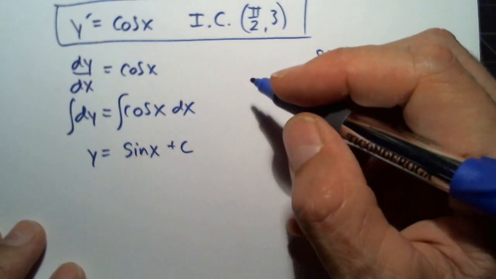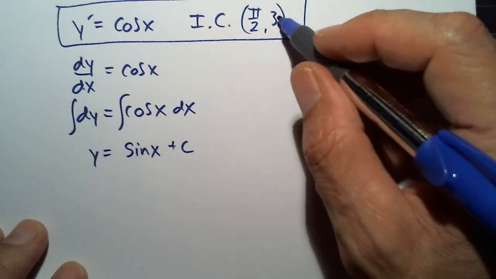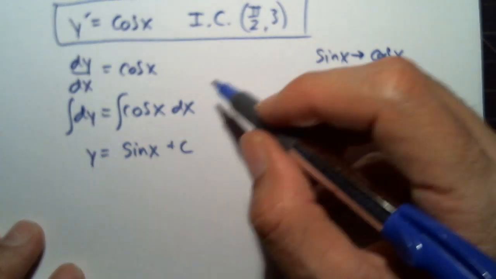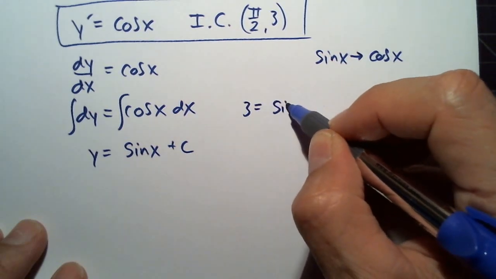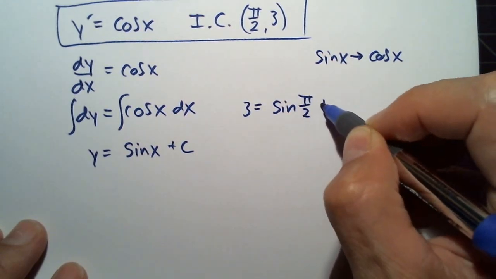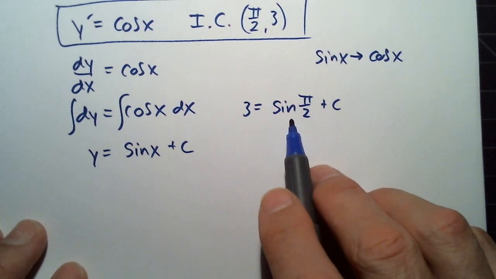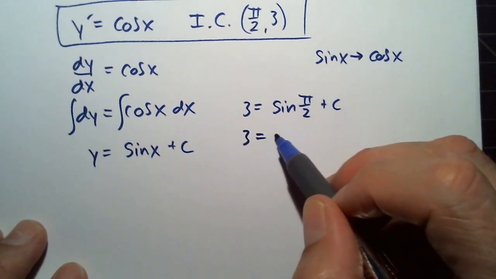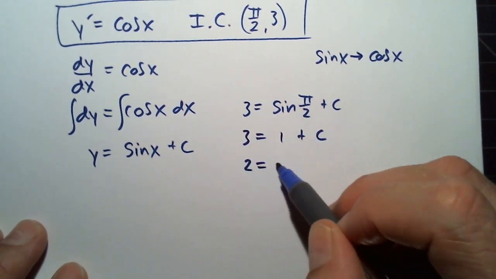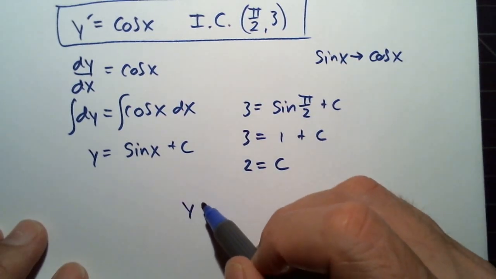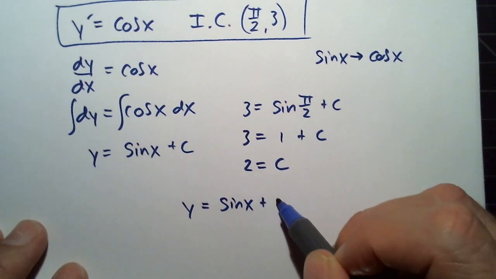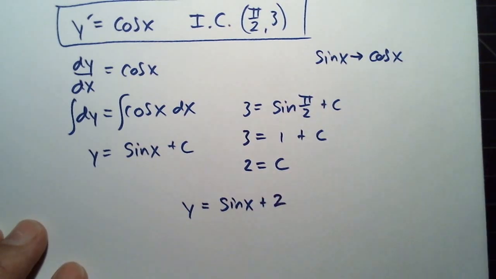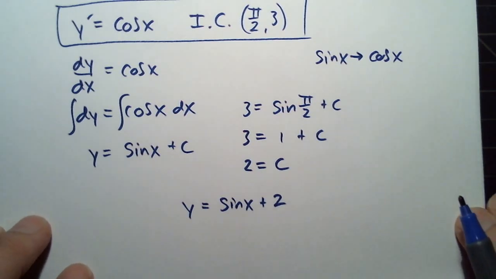Then we'll solve for c using the initial condition. Y is 3 equals sine of pi over 2 plus c. Sine of pi over 2 is 1. C is 2. And the particular solution is sine x plus 2. Alright, and we'll stop there.